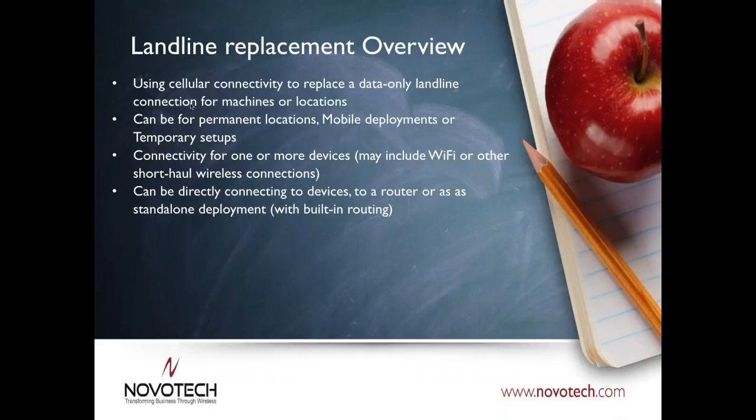The connectivity can be from more than one device or just from one device itself, and it may or may not involve a local area network, such as Wi-Fi or Bluetooth. In some cases, the connection can be right to a device itself. It can go to a router, or the modem could be a standalone that's used to gather some information because there's some built-in routing inside of the device.